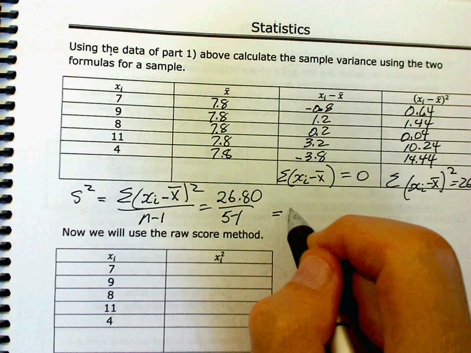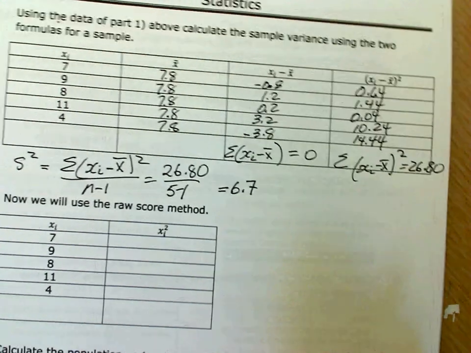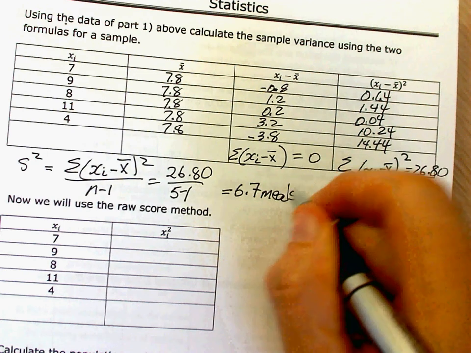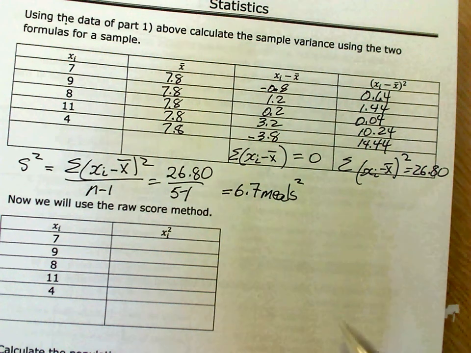What do you think the units are? Meals squared, because we squared them, right? So here just notice info is lost.